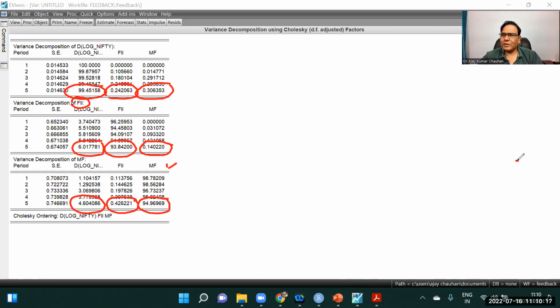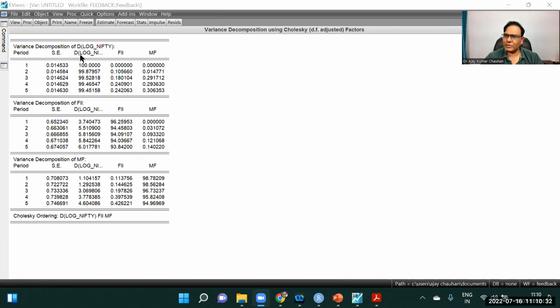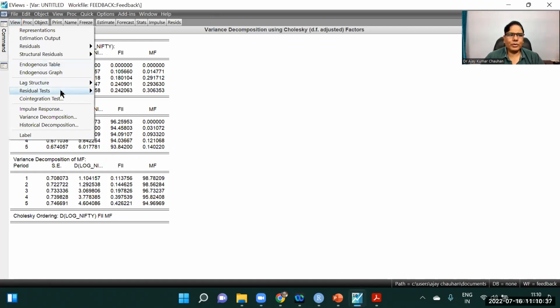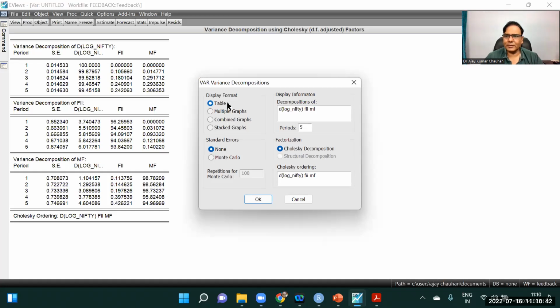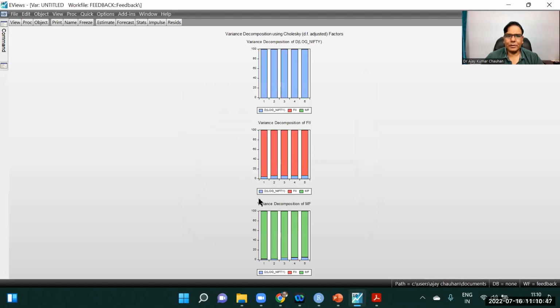So how much one variable can be explained by another variable is represented by the variance decomposition function. I have seen variance decomposition in almost every paper which is using the VAR. You can also go for the historical decomposition, or combined graphs. So you have all these options, also stacked graphs. You can report the variance decomposition by graphs.